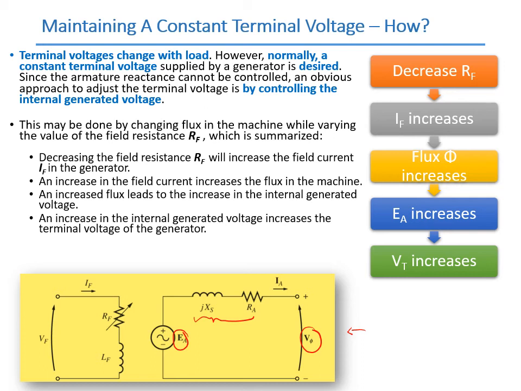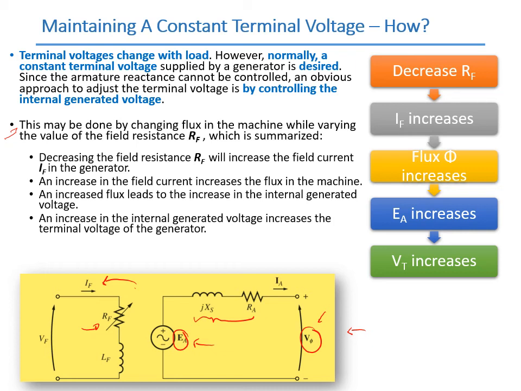And how do we achieve that? Yeah, assuming again that the speed of the generator is constant. Okay, the answer is here. This may be done by changing the flux in the machine while varying the value of field resistance RF. Yeah? So again, we can adjust the output voltage V pi by adjusting EA. And how do we adjust EA? By controlling the field current IF. Yeah? And how do we control IF? Is by adjusting the value of this RF, or the field resistance. Okay?